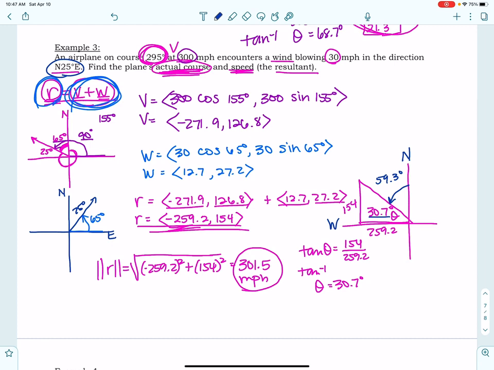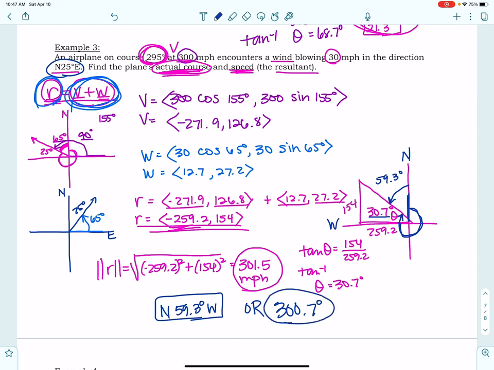So you can write your direction as north, 59.3 degrees west, or you can write it as a true bearing. Remember, that starts north and goes clockwise to the vector. So through 3 quadrants, 270 plus 30.7. So that's going to be 300.7 degrees. So you can write it either way.